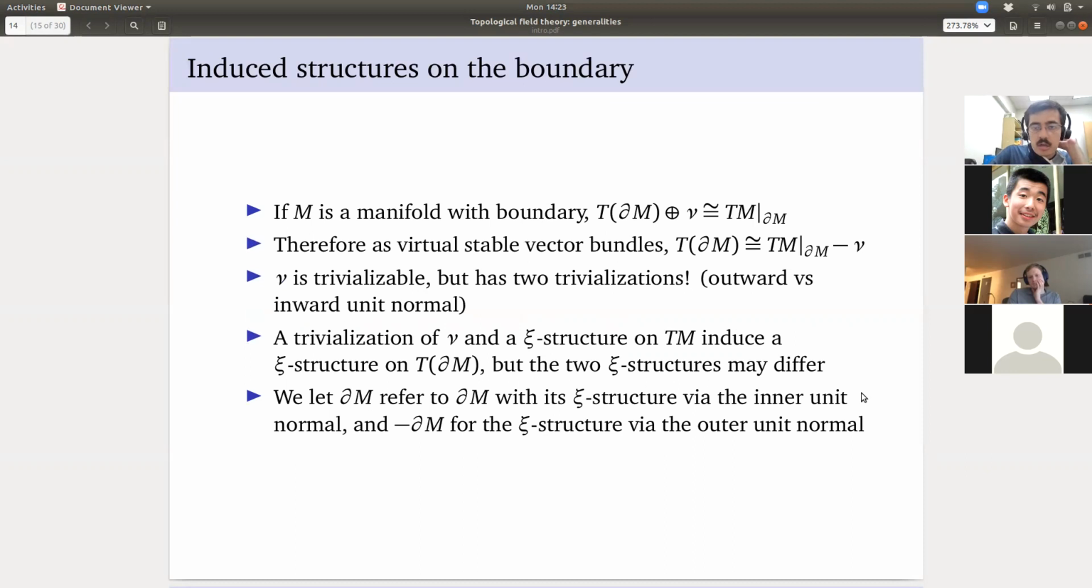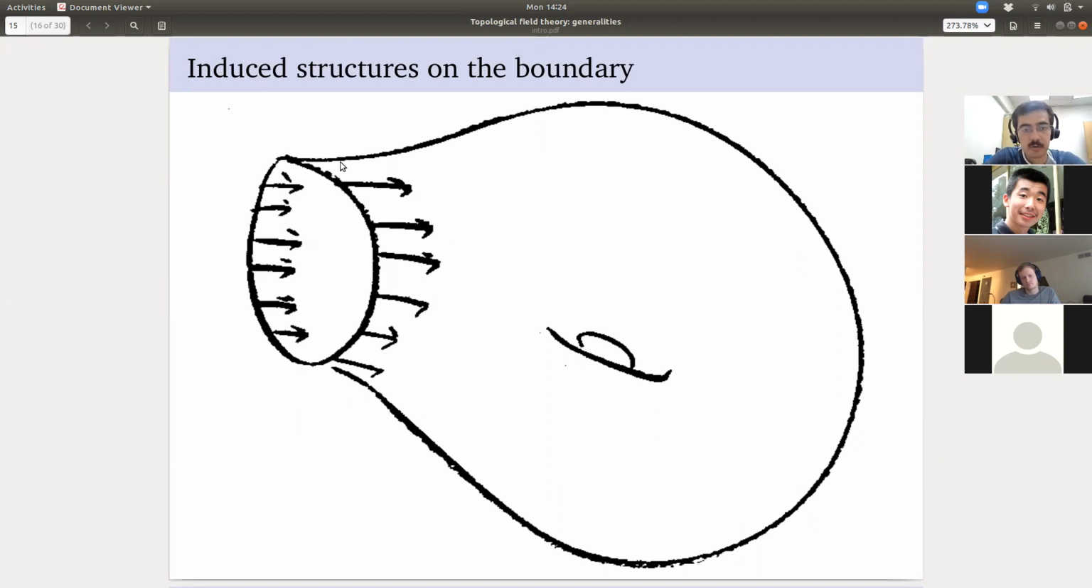Okay. So the key thing that we want to do for Bordism is induce a structure on the boundary, because I want to make sense of, given Xi structures, what a Bordism between Xi manifolds is. On a manifold with boundary, the tangent space of the boundary is stably equivalent to the tangent space of the bulk. Why is this? Because of the inclusion of the boundary, the tangent bundle splits as the tangent space of the boundary plus the normal bundle. So you can see here is a section of the normal bundle.